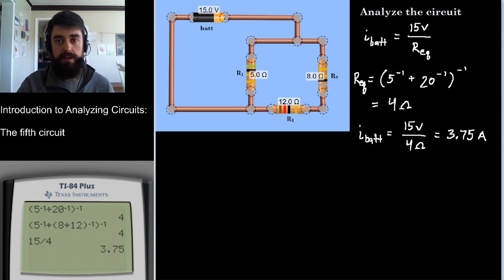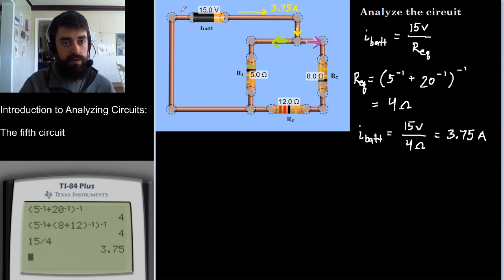So I know that there is a current of 3.75 amps. Now that current is going to split. Some of it is going to go over here. Let's use this green. Some of it is going to go this way, and some of it is going to go this way. I don't know how much yet, so we have to move on to thinking about something else.